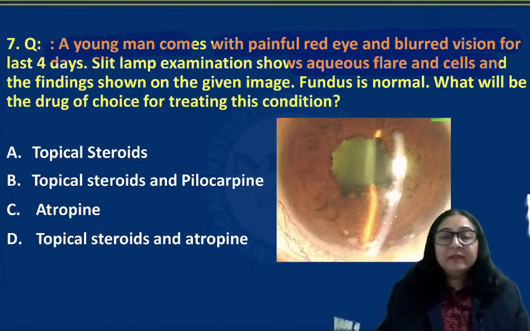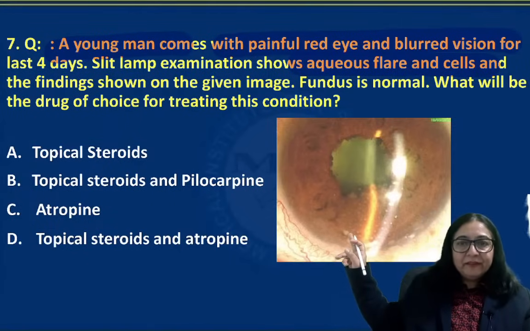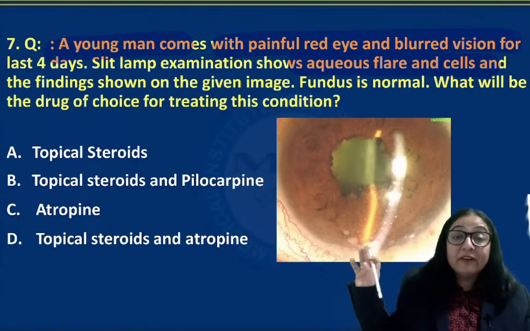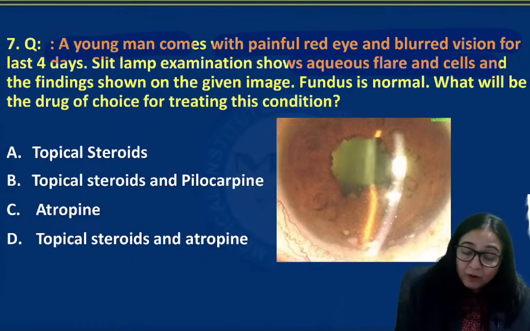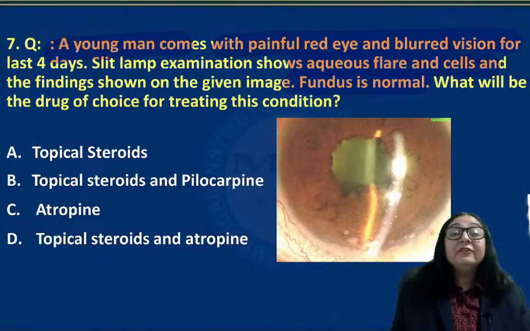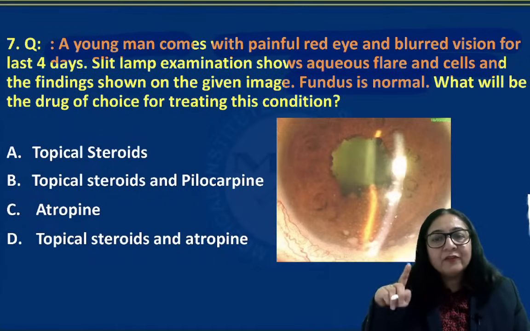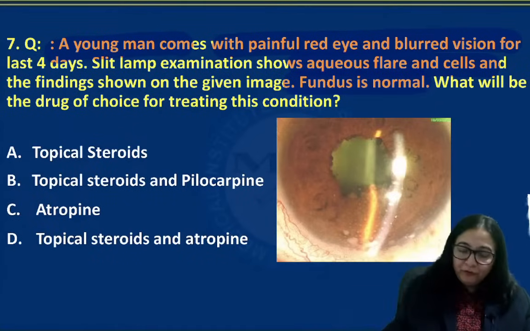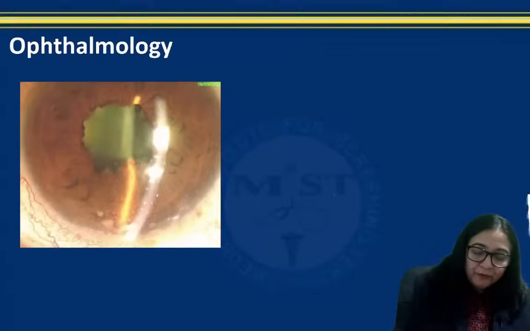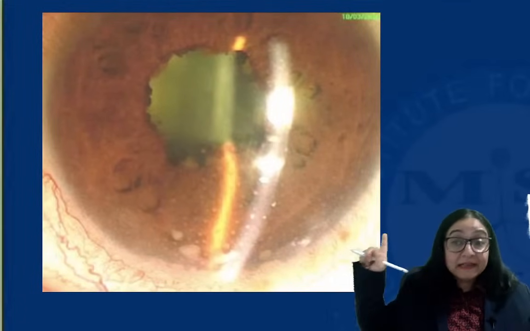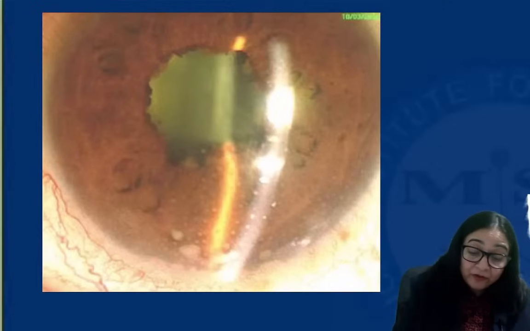On examination, this is the fundus finding which is seen, which you are seeing here. Not the fundus finding, sorry, the slit lamp finding which you are seeing here. Fundus is normal. So what will be the drug of choice for treating this condition? So again, this has two parts. First of all, make a diagnosis and then choose your drug. So how am I going to make the diagnosis, beta? Come to this picture. Again, this can be asked as a slit lamp image based question also.